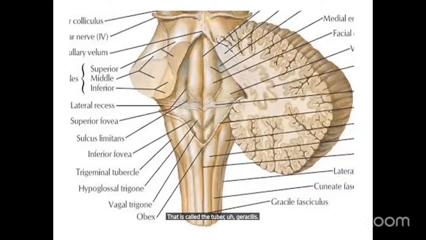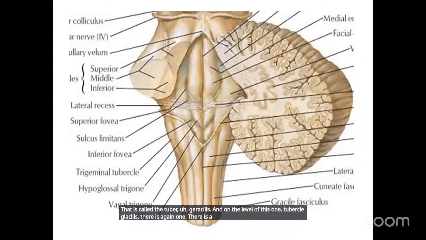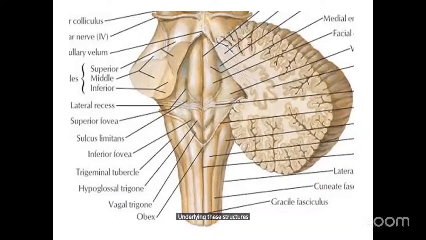And on the lateral side of the tubercle gracilis, there is again a tubercle cuneate. In between these two are the sulci. Underlying the tubercle cuneate and the tubercle gracilis, there are the nucleus gracilis and the nucleus cuneatus, which receive the tracts from the posterior column of the spinal cord.